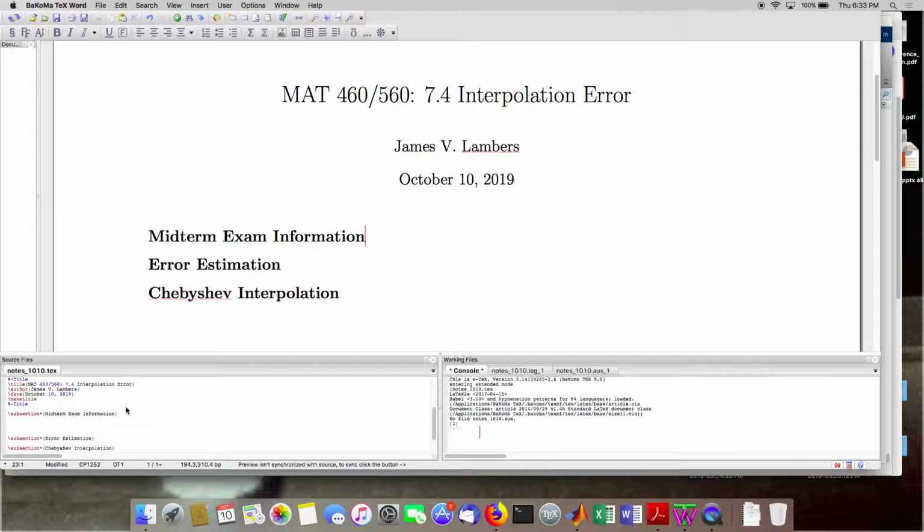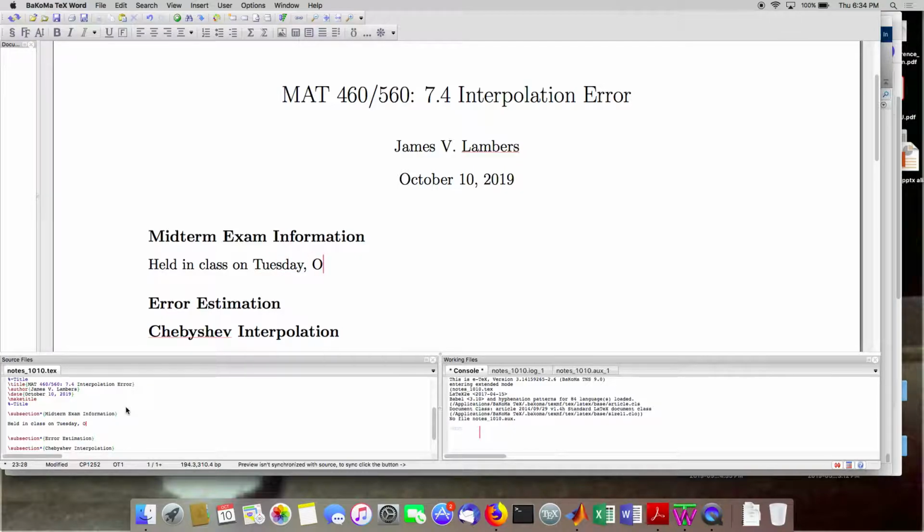So you have some idea of what to expect. This will be held in class on Tuesday, October 22nd, with a review in the previous class, October 17th. My plan is that on the 17th, like I did last week, I'll be present at the coast and teaching from there. I'll be doing that on certain Thursdays during the rest of the semester.